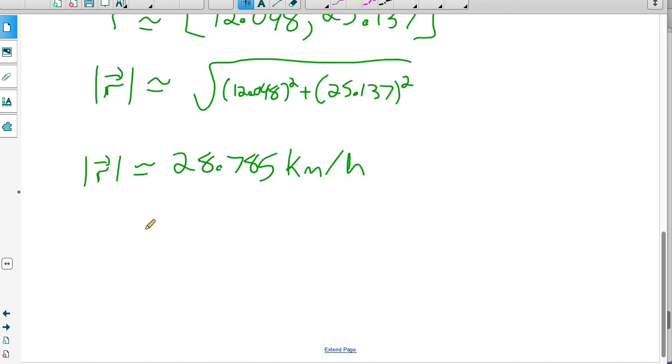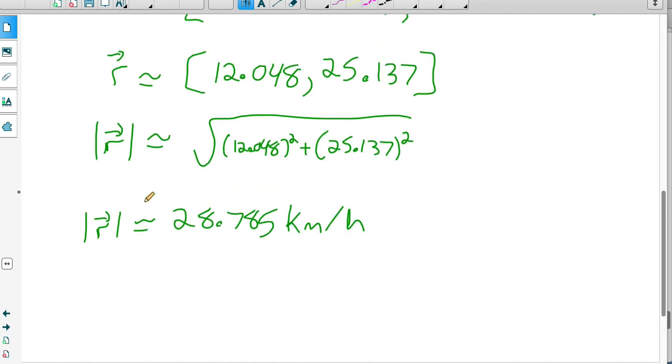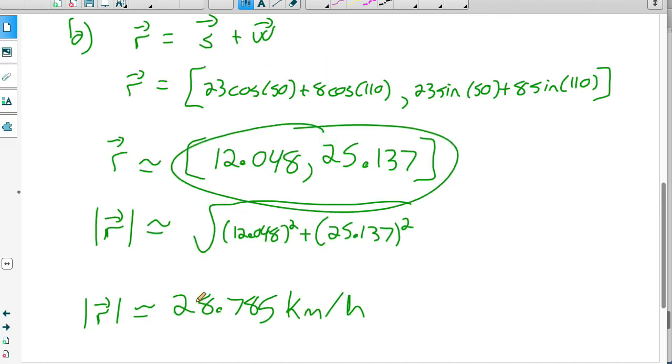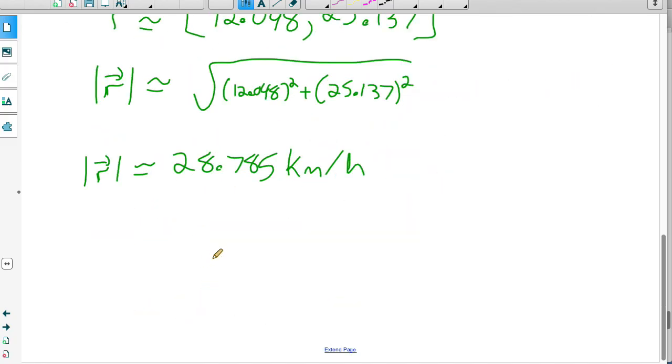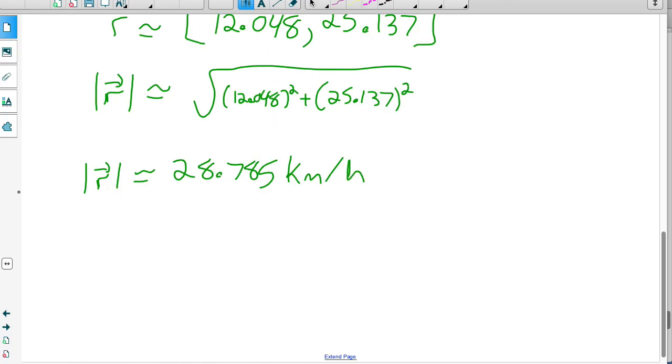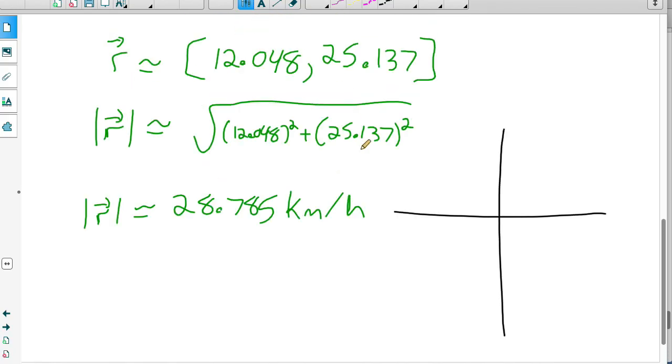We should also describe the direction of this resultant vector. I mean, this does describe its direction, but let's describe the direction as an angle. So let me just draw a little diagram of what this resultant vector looks like, right? So it's not going to be perfect, but I know the x component is 12.048 and the y component is 25.137. So if I were to draw that resultant vector, its tail is going to be at the origin and the tip is going to be at that point, 12, 25-ish with those decimals. So that's what the resultant vector looks like.